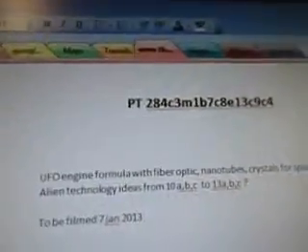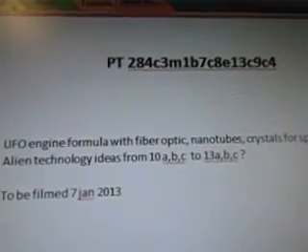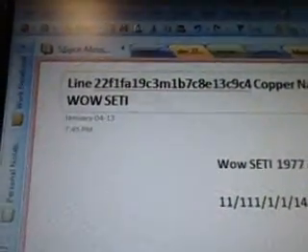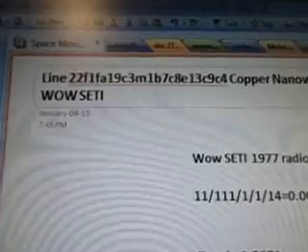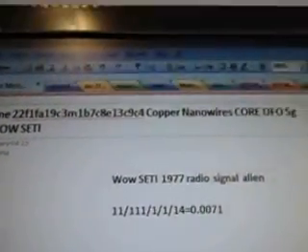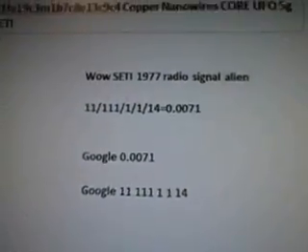So here's our next one here. Part 284C3M1b7c8e13c9c4. Line 22f1fa19c3m1b7c8e13c9c4. Copper nanowires core UFO 5G Wow Seti. There's the alien radio signal.